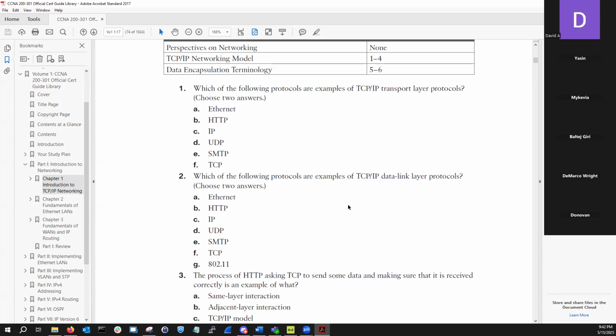Why? For Ethernet, that's the data link protocol, because it's a connection and it's using that medium. And 802.11 is a wireless protocol, but it also uses a medium to connect.